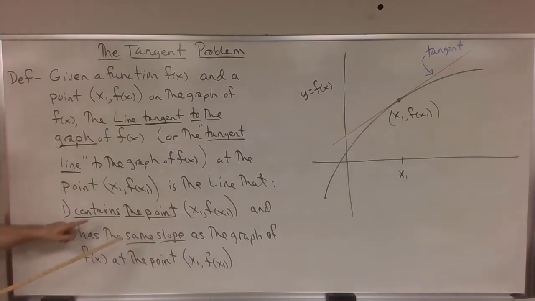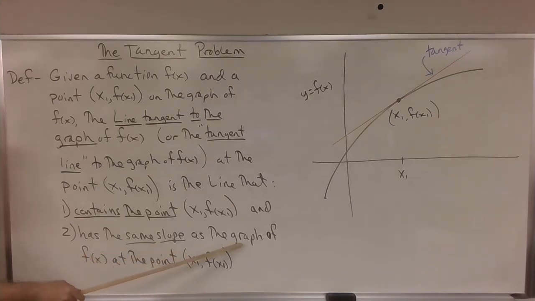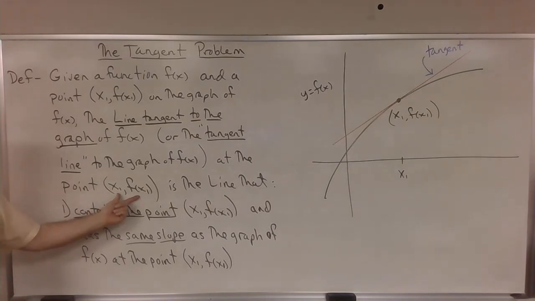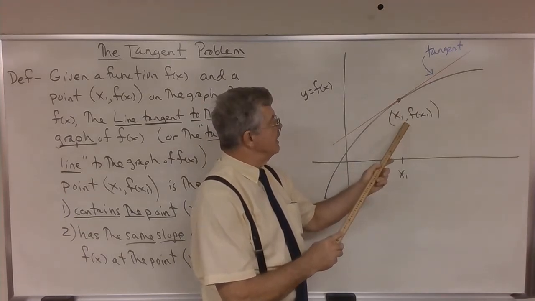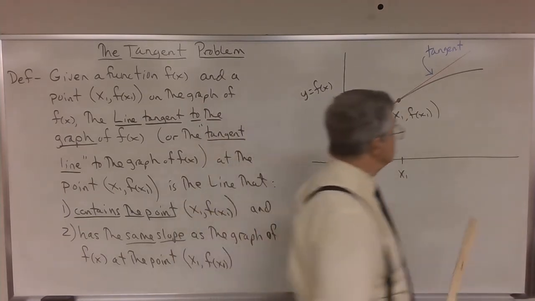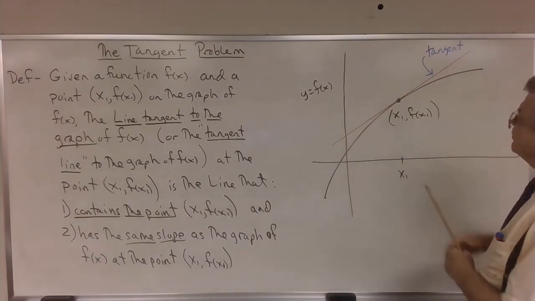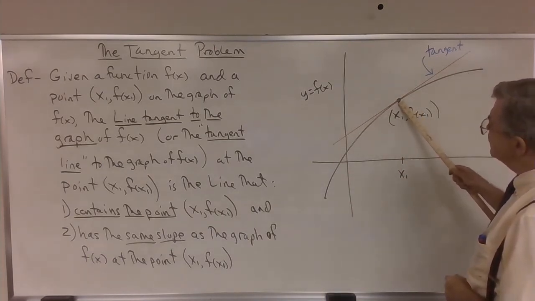First of all, it contains the point x1, f of x1. And two, it has the same slope as the graph at the point x1, f of x1. So the tangent line to the function at the point x1, f of x1 is going to contain this point x1, f of x1. And the tangent line will have the same slope as the graph right here at that point.